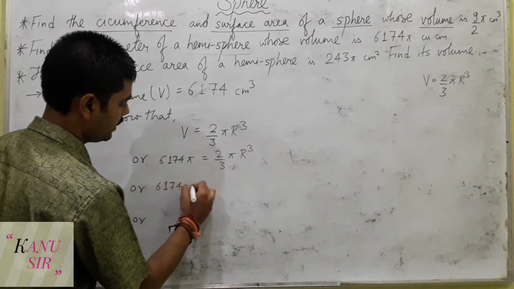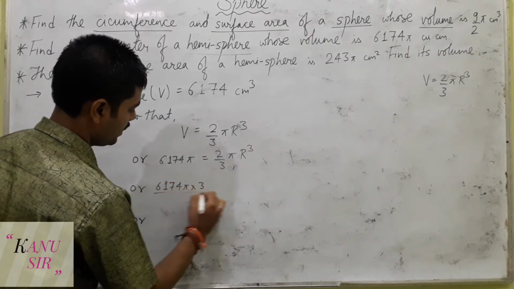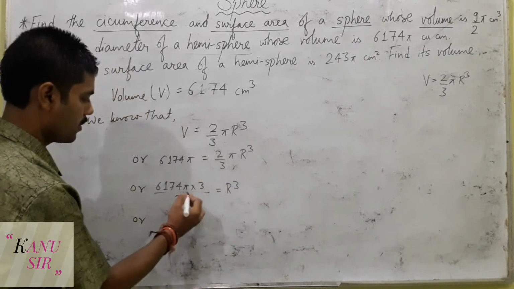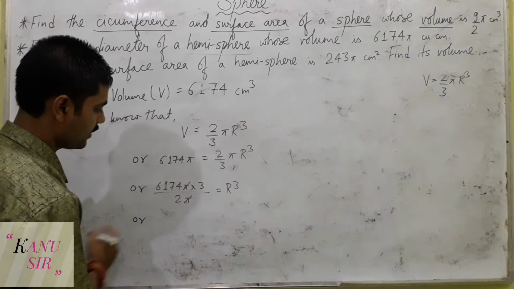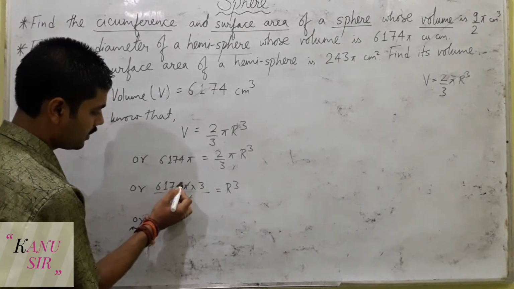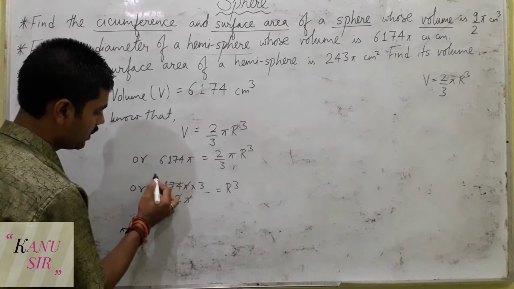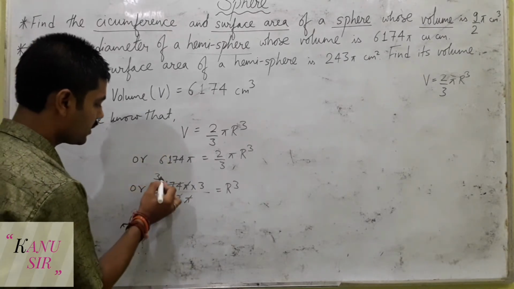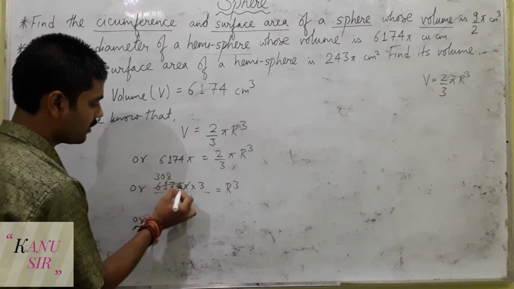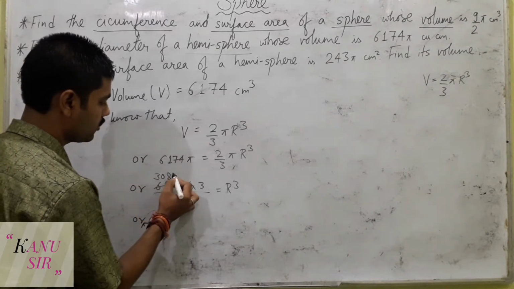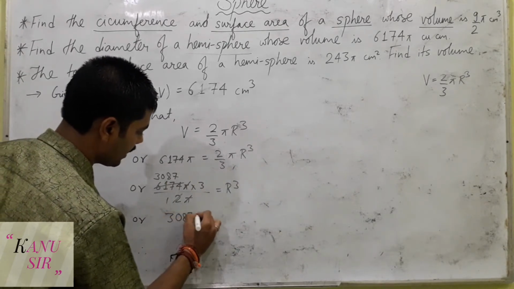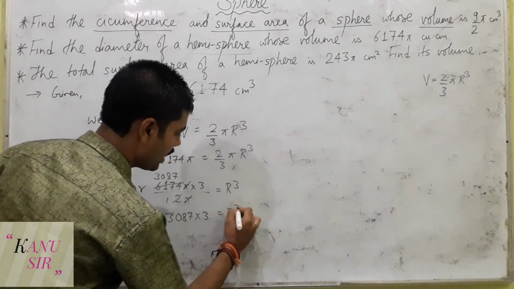6174 pi into 3 divided by 2 pi equals r cube. Pi and pi are cancelled. We have 2, so 2 times 1 and 74 means it is divided by 2. 2 times 3 is 6. 1 is not divided, so 0. And 1 in 7 is 17. 2 times 8 is 16 and 1 is 14. 1 in 4 is 14, 2 times 7 is 14. We now have 3087 times 3 equals r cube.